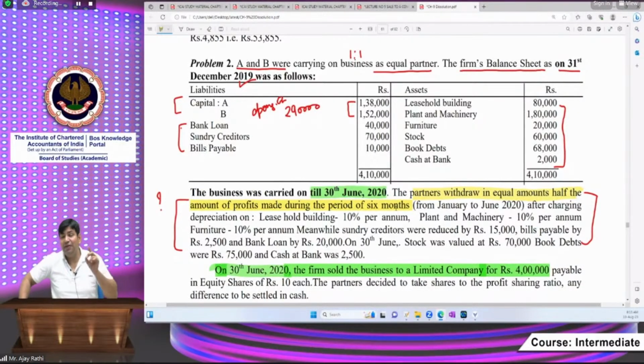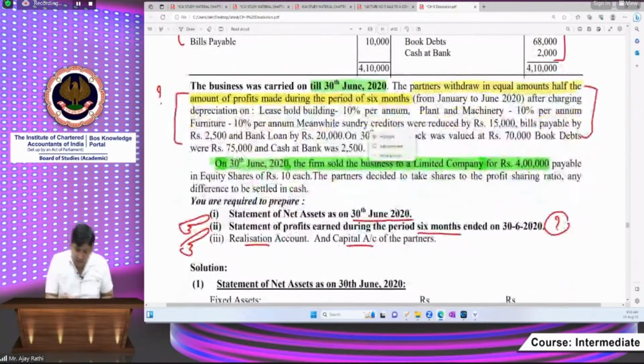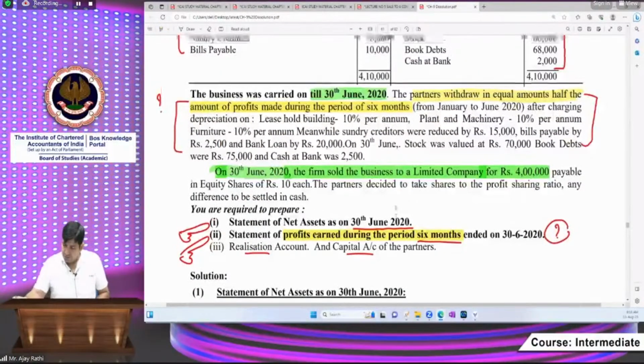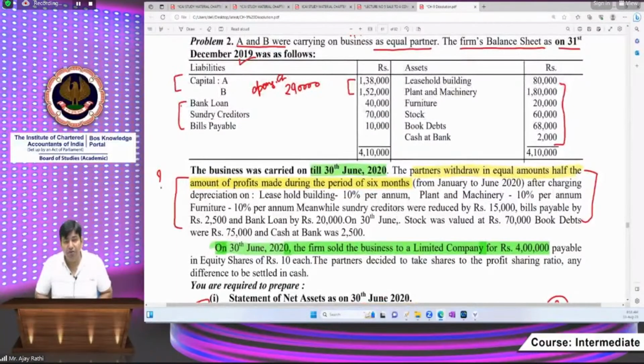Now, while we will be preparing the closing balance sheet based on this data, we shall be finding the closing capital as at 30th June. The difference will be half of the profit earned, and we shall double it to find out the profit earned. That is the requirement of the question, to calculate the profit earned during these 6 months. For that, you will be getting the marks separately. Okay, beta?